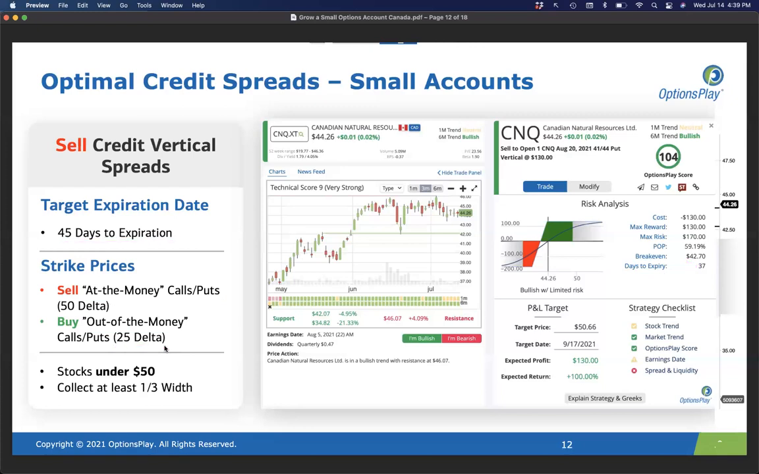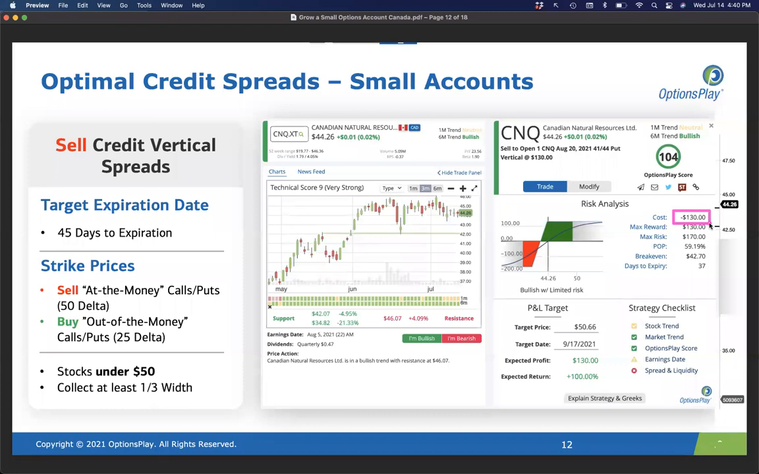And for traders with small accounts, the rule of thumb here is that you generally want to sell credit spreads on stocks that are priced under $50. So I'm using CNQ here for an example because it's under $50. And the rule of thumb here is that you want to collect at least 1/3 of the width. So 41 to 44 is $3 wide. What you want to collect is a minimum of 1/3 of that. So 1/3 of $3 is $1. In this particular case, we're collecting $1.30, so we're collecting more than 1/3 of the width, but that is generally speaking the bare minimum that you want to collect.